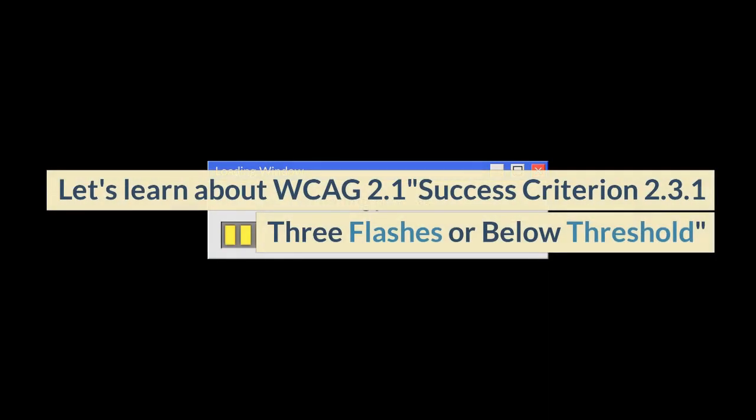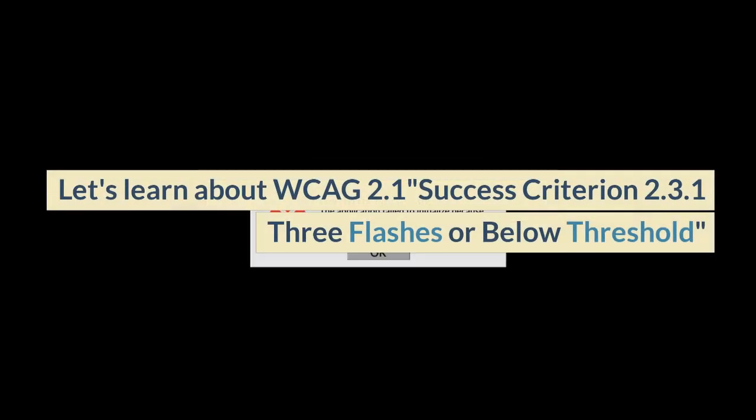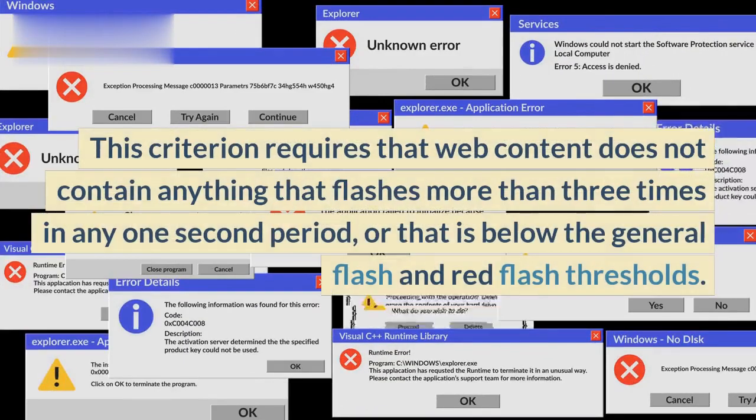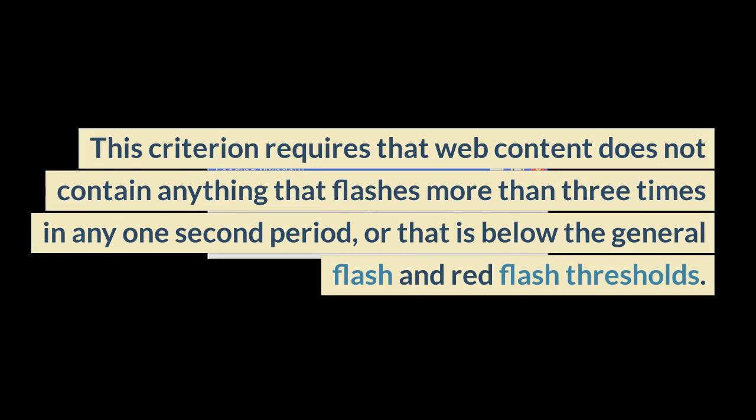Let's learn about WCAG 2.1 Success Criterion 2.3.1, three flashes or below threshold. This criterion requires that web content does not contain anything that flashes more than 3 times in any 1 second period, or that is below the general flash and red flash thresholds.